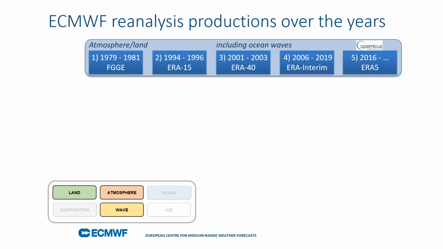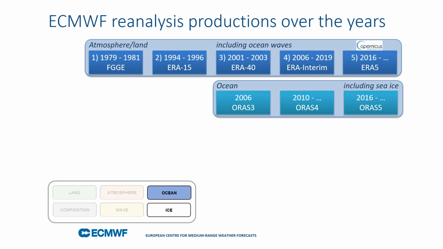So it also explains why the latest reanalysis at ECMWF is called ERA5. We just decided to start counting forward instead of trying to make up new names each time. So this is atmosphere and land, and after ERA-40 also included ocean waves, and beginning with ERA5 was funded or completely supported by the Copernicus Program. If you click again, please. There are also ocean reanalyses, of course, produced at ECMWF, and since recently also they include sea ice.